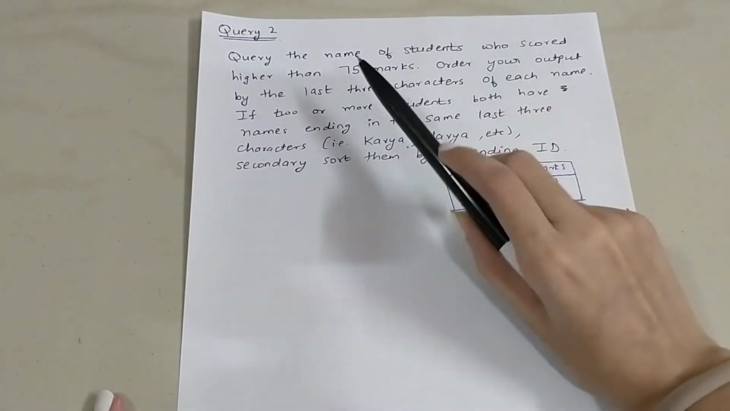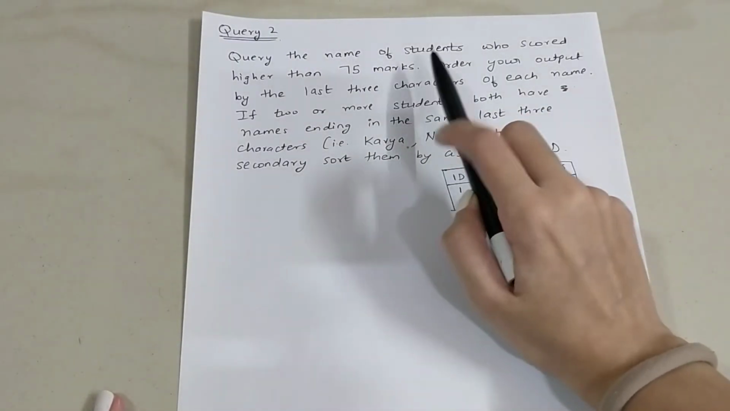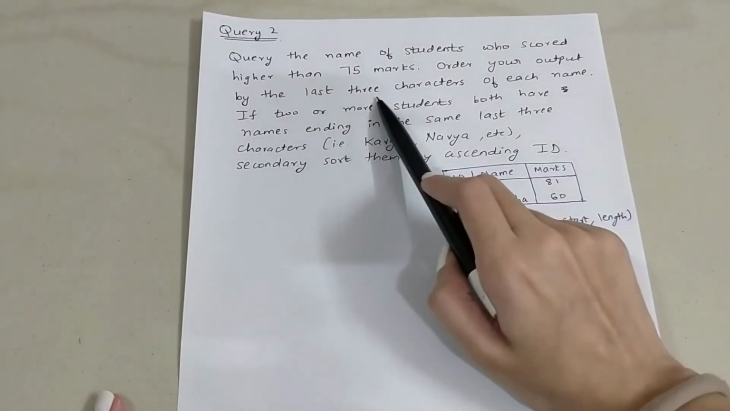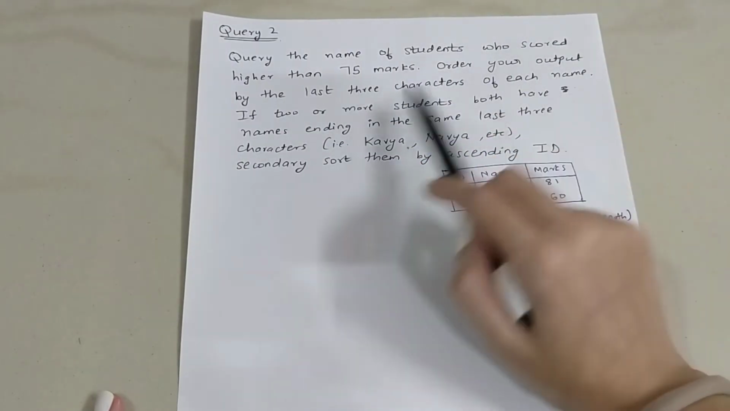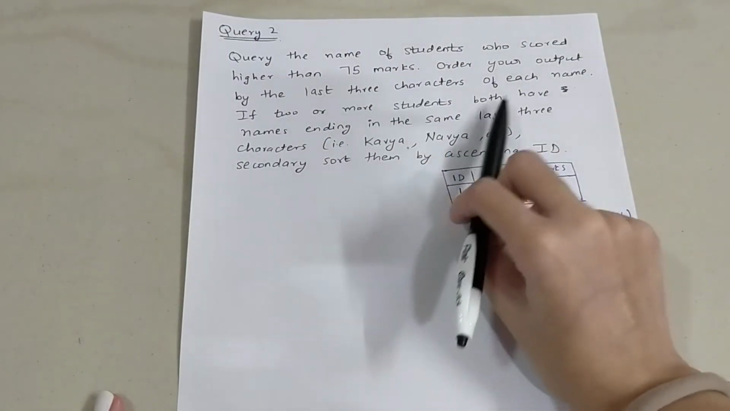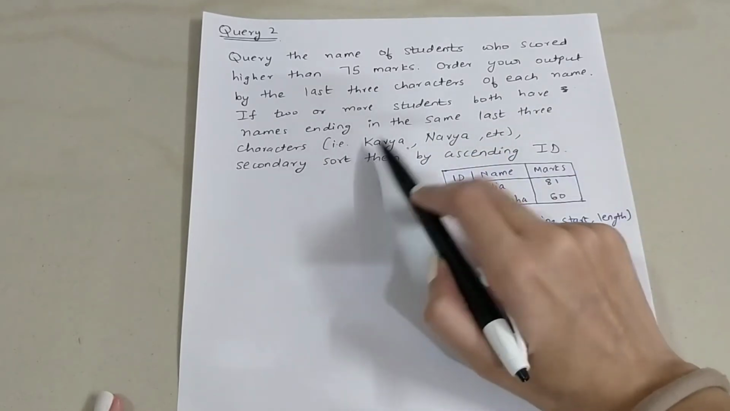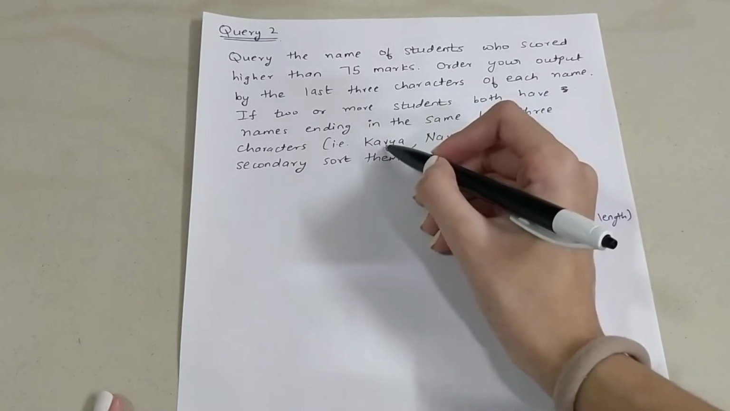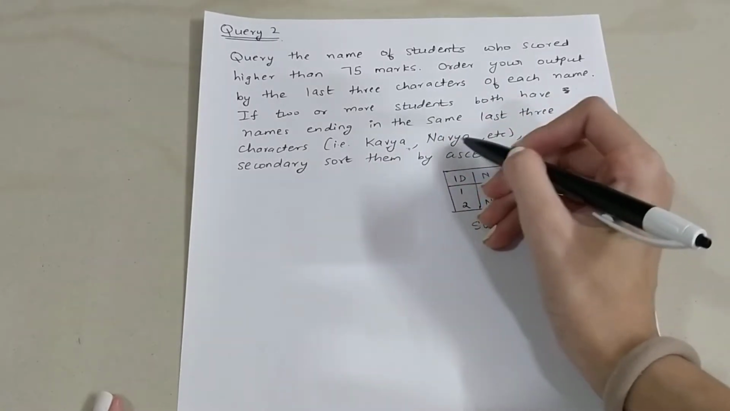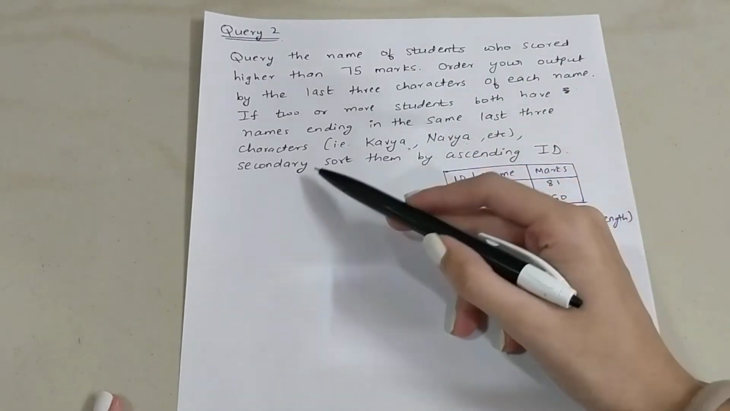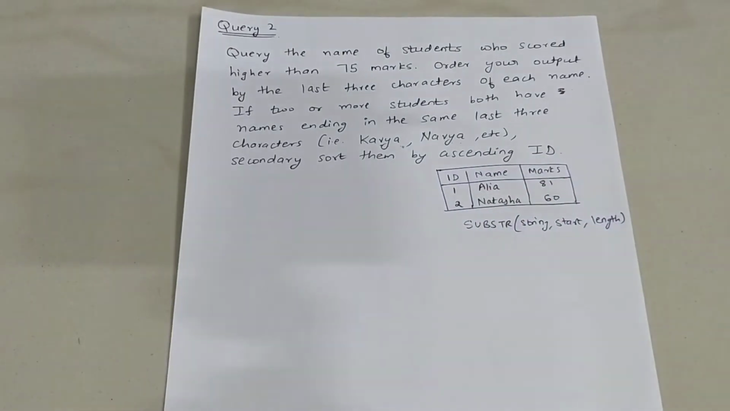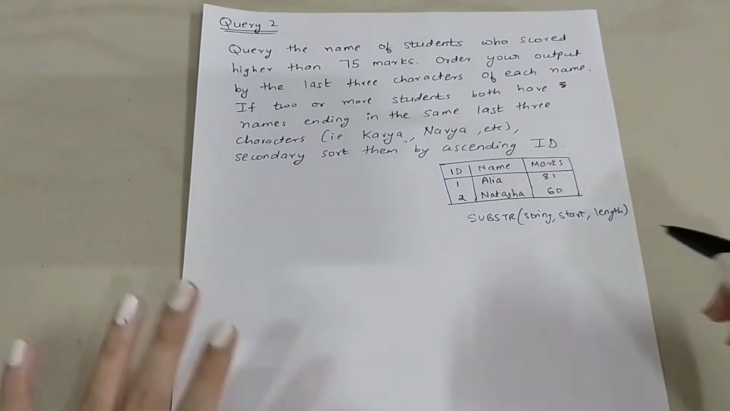Query the name of students who scored higher than 75 marks. Order your output by the last 3 characters of each name. If 2 or more students both have names ending in the same last 3 characters, that is Kavya and Navya, as you can see the last 3 characters VYA are the same. So secondary sort them by ascending ID. So let's go one by one.